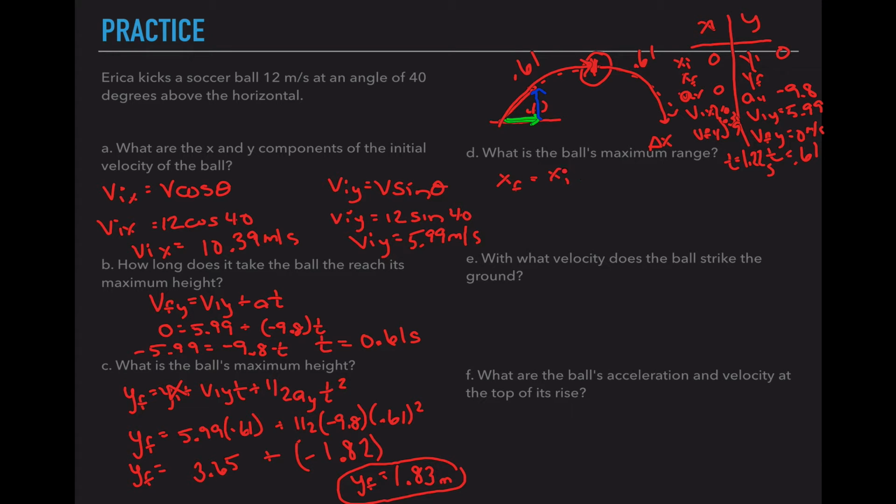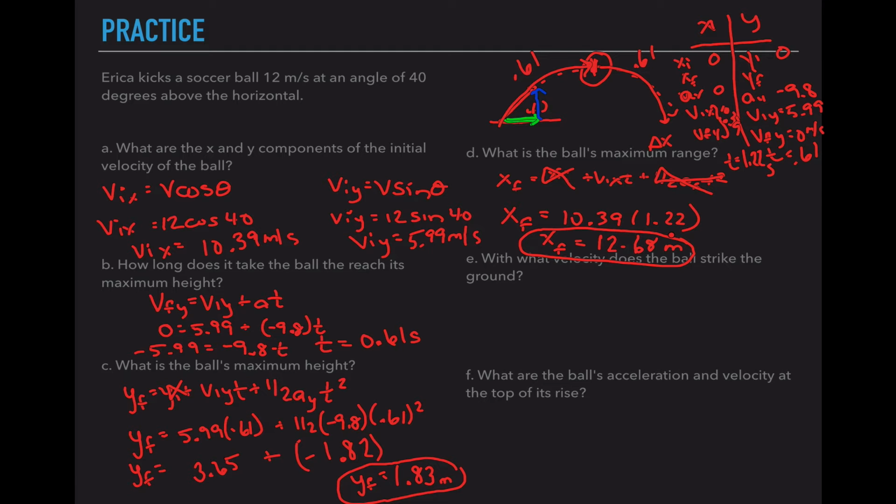So I'm going to solve for xf equals xi plus vix t plus 1/2 ax t squared. And xi is 0, so I'm going to cross that out. Ax is 0, so I'm going to cross out this last section because anything times 0 is 0. And we have xf equals 10.39 times 1.22. And xf equals 12.68 meters. So that soccer ball traveled 12.68 meters away.